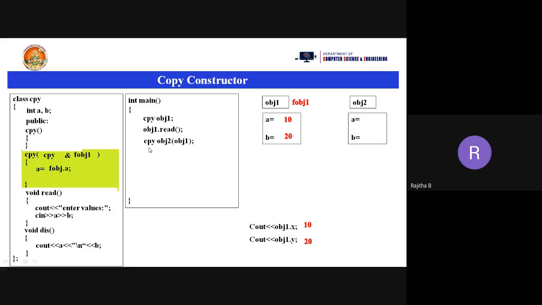When I am creating the statement here, CPY OBJ2 of OBJ1, with which object are you calling the constructor? OBJ2 only. Yes, ma'am. So it will take OBJ2 by default here. So that is A equal to FOBJ1 dot A. Then we need to assign the B value also. Now how to write the statement for the B value?